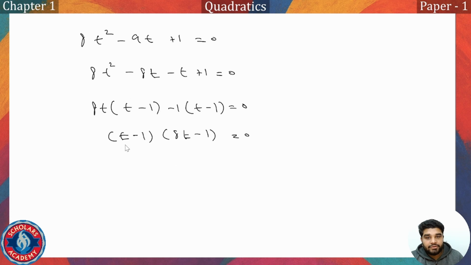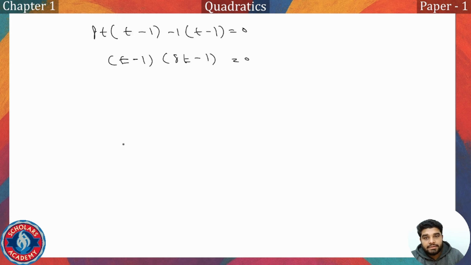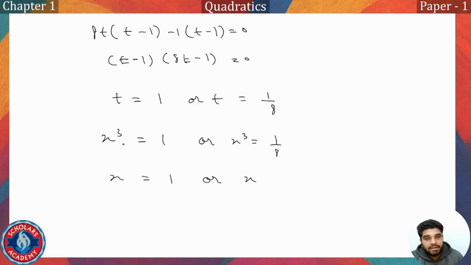So from here we get t is either equal to 1 or t is equal to 1 over 8. These are the values of t. So x cube was t, so x cube is equal to 1 or x cube is equal to 1 over 8. Taking cube root, x is equal to 1 or x is equal to 1 over 2. So these are our answers. Let's move forward.